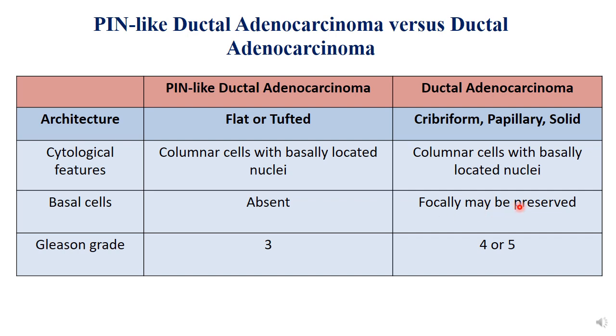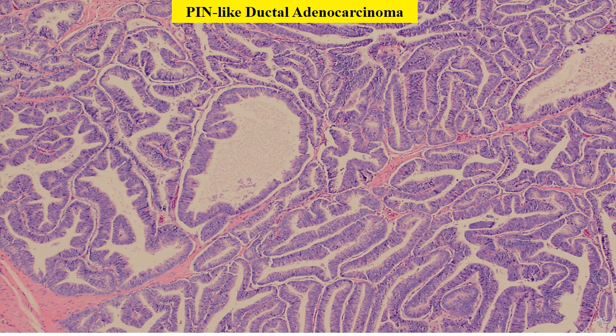And important to keep in mind that pure PIN-like ductal adenocarcinomas are biologically more indolent tumors, so they are typically considered Gleason pattern 3 prostate adenocarcinoma, while ductal adenocarcinoma is graded pattern 4, or 5 if associated with necrosis. So let us review some examples of PIN-like ductal adenocarcinoma.